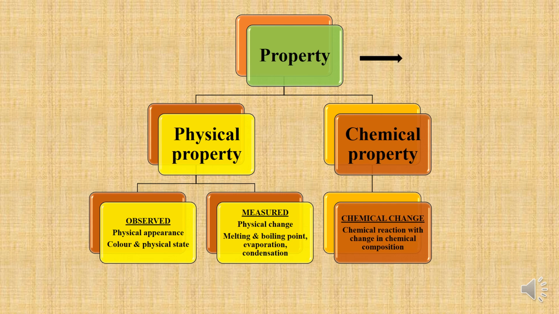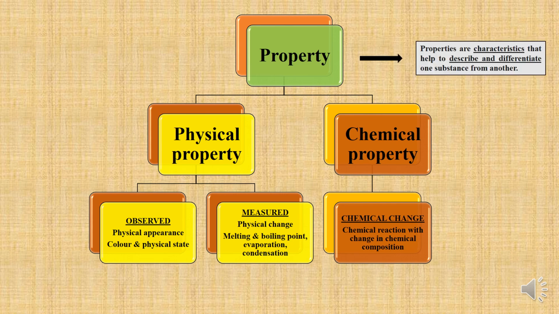Now, what is a property? Properties are characteristics that help to describe and differentiate one substance from another. Now, let us consider metals: gold, silver, and copper.